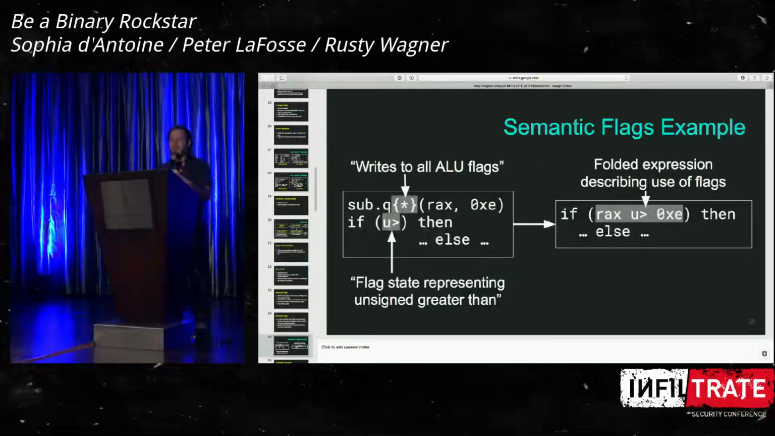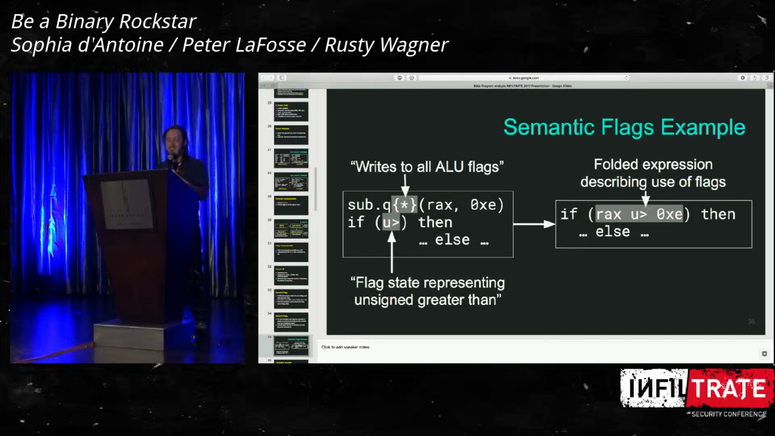So here's an example of semantic flags in action. On the left, you have what we call the lifted IL. This is what the architecture plugin actually writes out as its output. And on the right is low-level IL with the if-style expressions that you saw earlier. So the star there on that subtraction instruction on the left means that that instruction writes to all the ALU flags. The architecture plugin would basically specify that that's the set that it writes to.